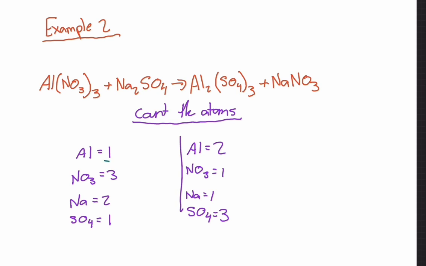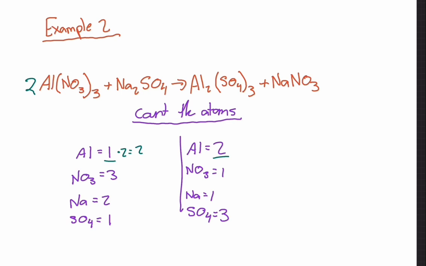Since we have polyatomic ions that remain intact on both sides, like the NO3 and SO4, we'll balance them as whole units. Step 2 is to start with the aluminum. So we see that there's a difference of 1 atom of the aluminum on the left and 2 on the right. To balance aluminum, we have to place a coefficient of 2 in front of AlNO3.